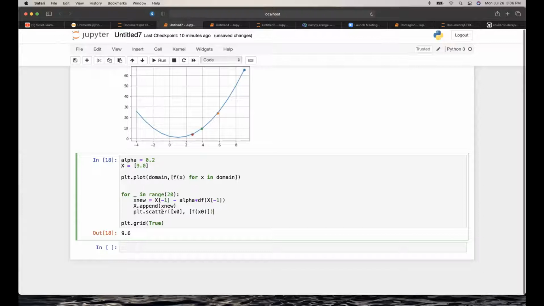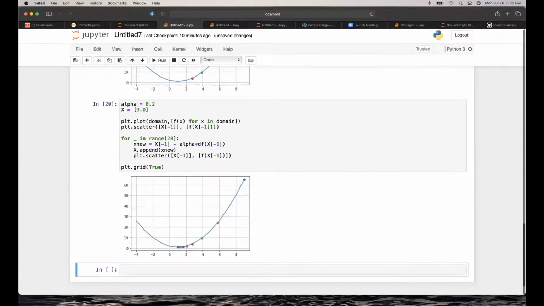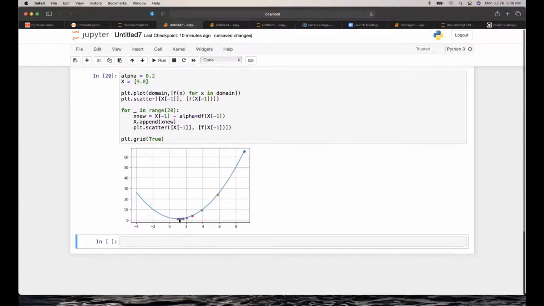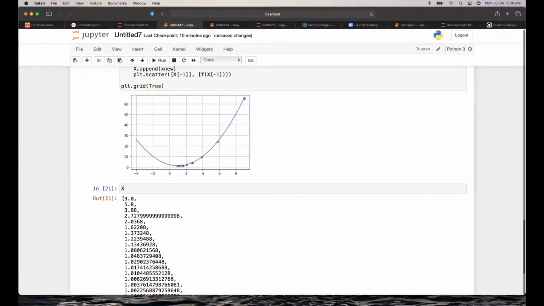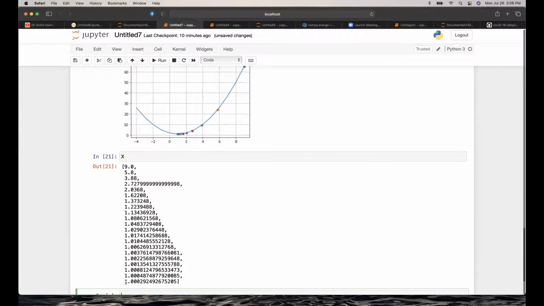Copy that. So scatter x, f at x there. Make a new one, and then once we do that, then plot it. Okay, hopefully everyone understands what's happening there. And you can see that they're starting to jumble up at the minimum. In fact, what does x look like? Yeah, we're converging to 1. You see that?